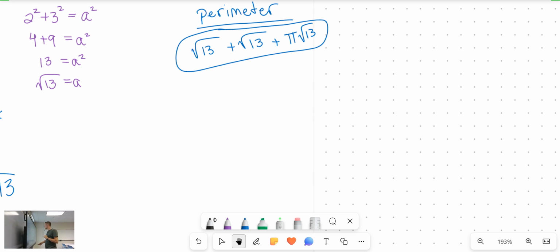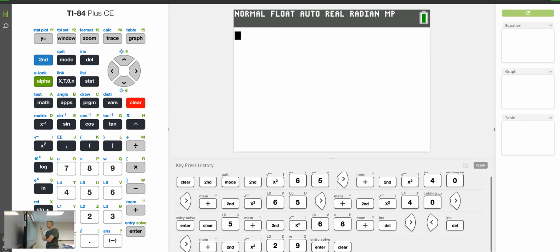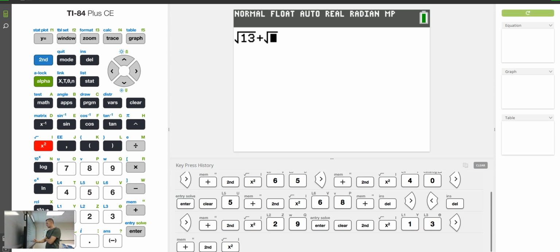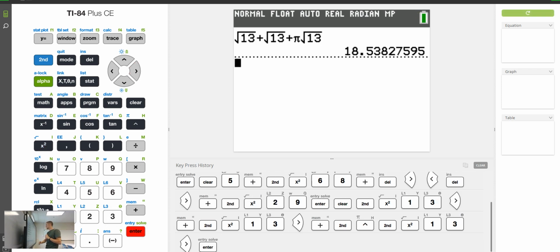So root 13 plus pi times root 13. Let's go look at it. All right, let's clear everything. First things first, root 13 plus root 13 again, plus pi, which has its own little logo. If you actually just put the pi logo next to a square root, it'll do the multiplication for you. Plus pi times the square root of 13, and we hit enter.